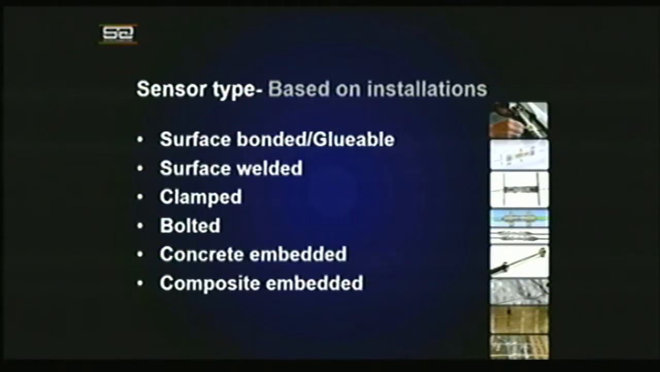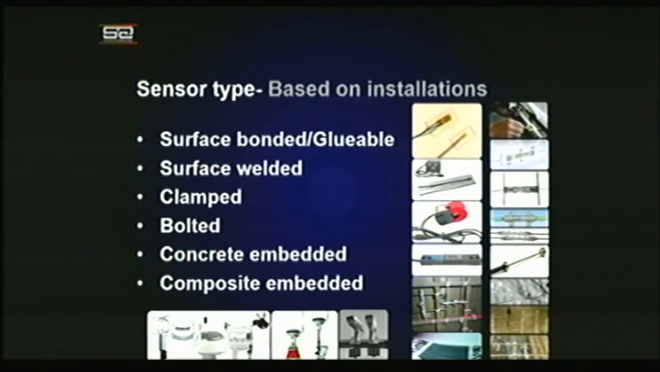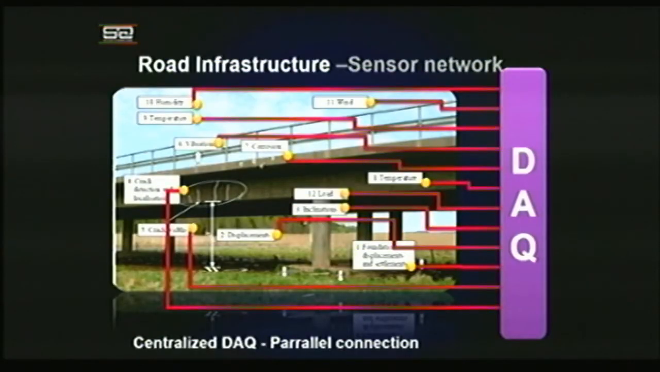Sensors are available in various forms: electrical, mechanical, electromechanical, as well as, these days, fiber optics. Sensors can also be classified based on installation: surface bonded, gluable, surface weldable, clampable, boltable, concrete embedded, and composite embedded. So these sensors can be placed onto the structure at strategic locations.